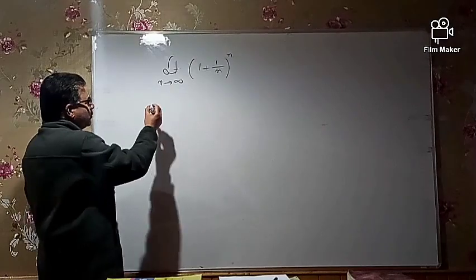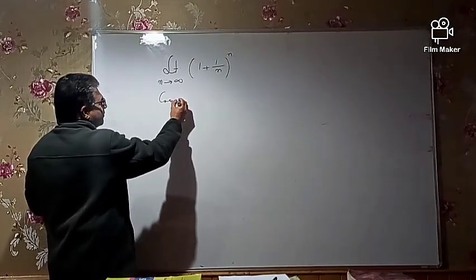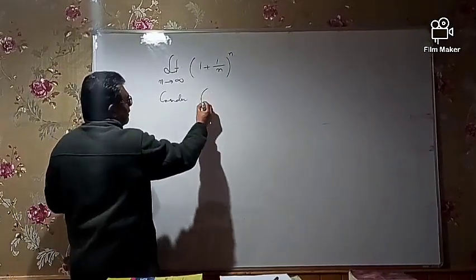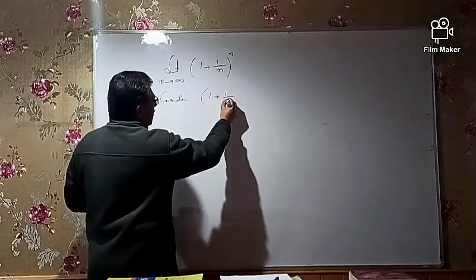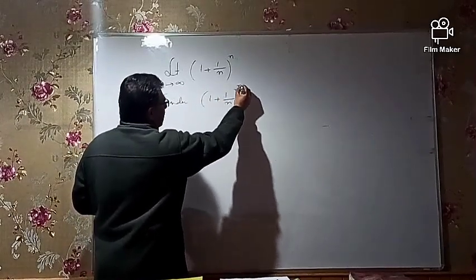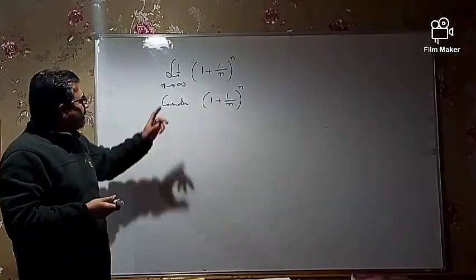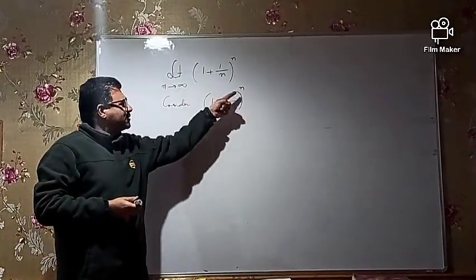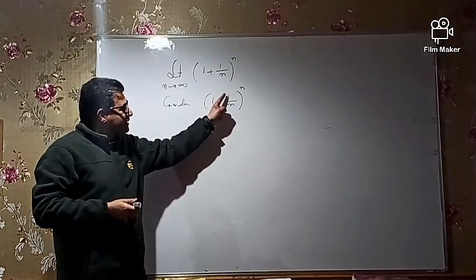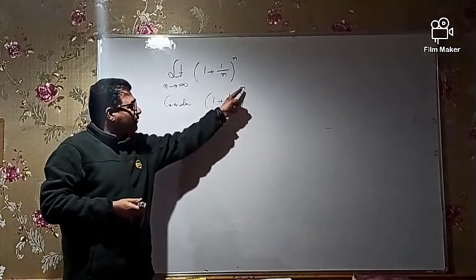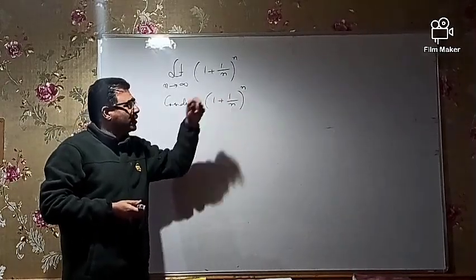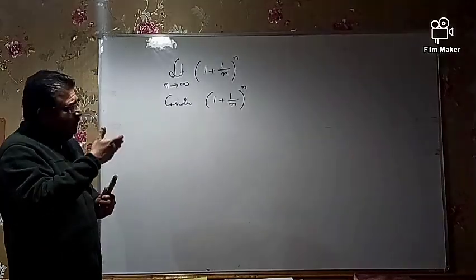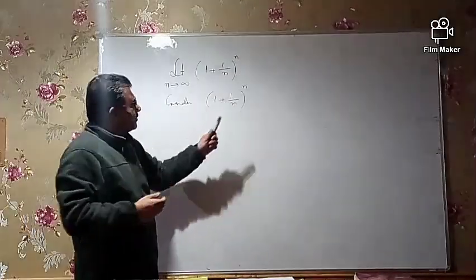So what you do, you consider only 1 plus 1 by n raised power n. Now without limits, first you consider only the function 1 plus 1 by n raised power n. This is the first term, this is 1 by n, and this is the reciprocal power of 1 by n. का reciprocal जो है, that is n. So I'll apply binomial theorem to this because it is 1 plus 1 by n raised power n.